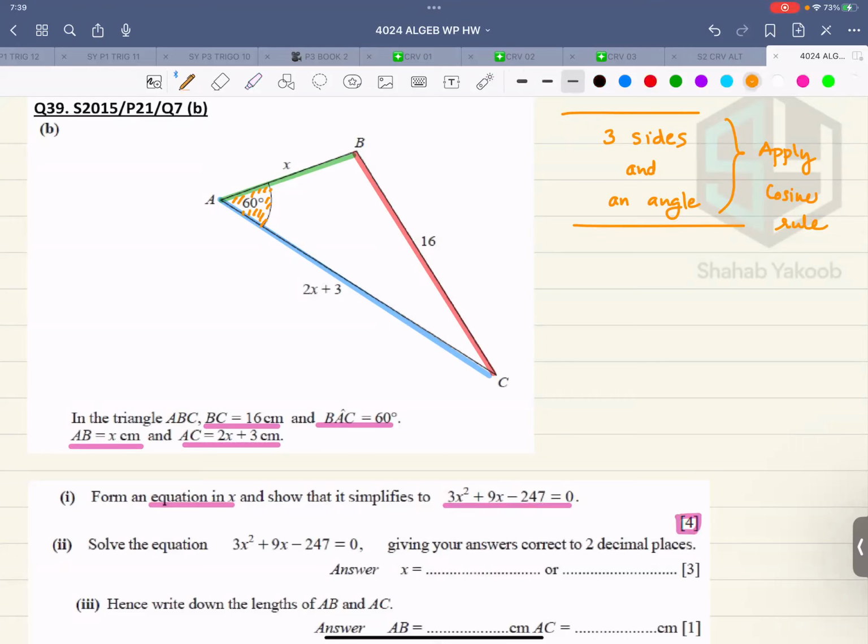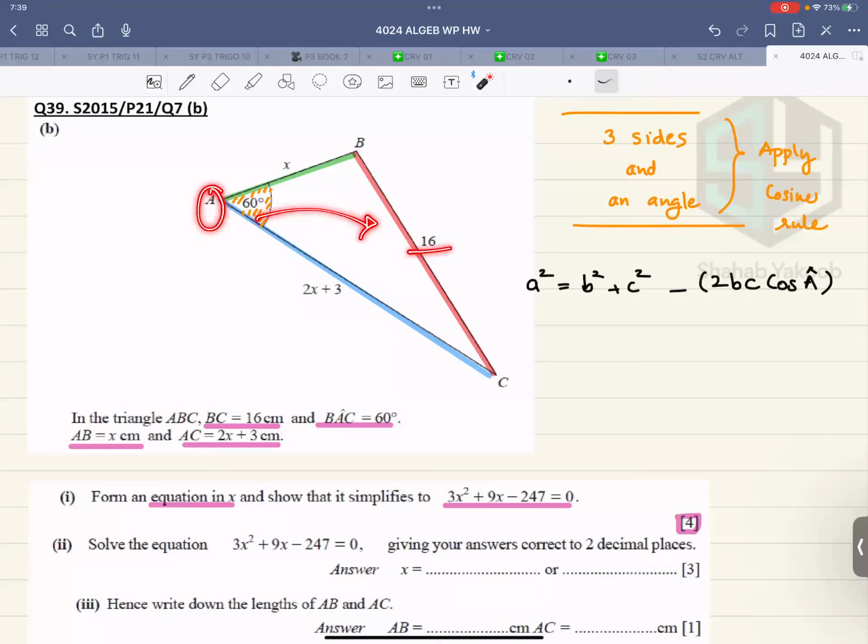Now, the very first thing is that I should write that a squared equals b squared plus c squared minus 2bc cosine of A. Coincidentally, I chose the right symbols. It does not have to be exactly the same like ABC. It could be PQR and so on. So the side opposite to A is 16, and this angle is angle A. And one of them can be X, the other one can be 2X plus 3. So now let me write it down.